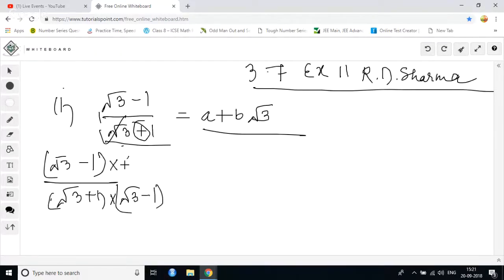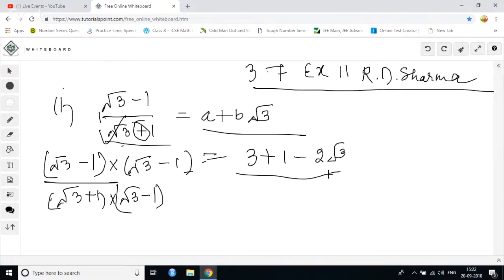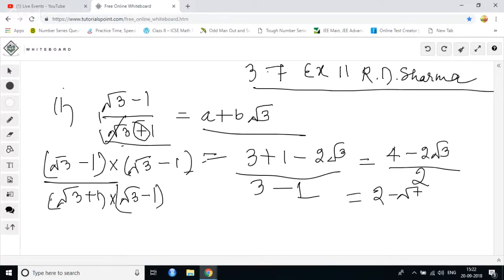I'll multiply this also with root 3 minus 1. So this is (root 3 minus 1) square. How much would (root 3 minus 1) square be? Root 3 square is 3, 1 square is 1, and minus 2 root 3, divided by (root 3 plus 1) into (root 3 minus 1). How much is it? 3 minus 1. So how much does it come out to be? 4 minus 2 root 3 divided by 2. So I can write it as 2 minus root 3.